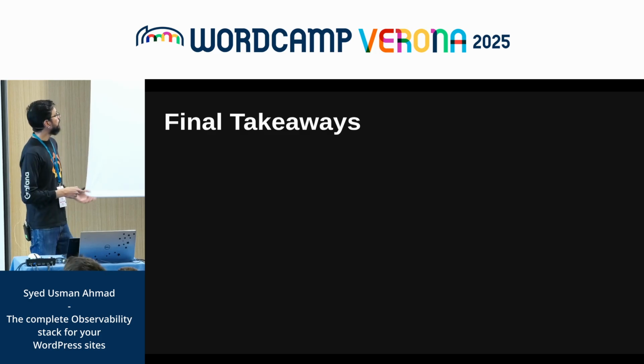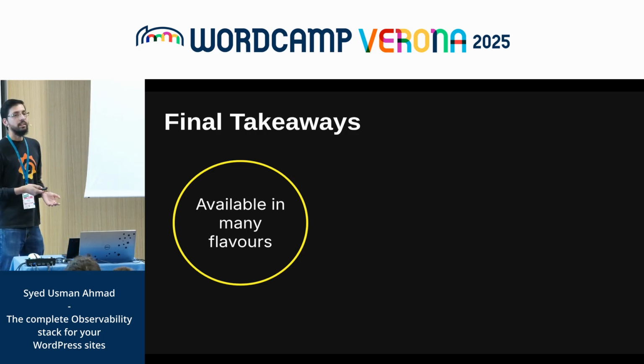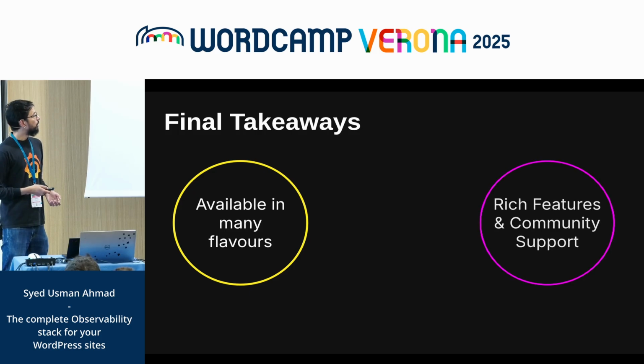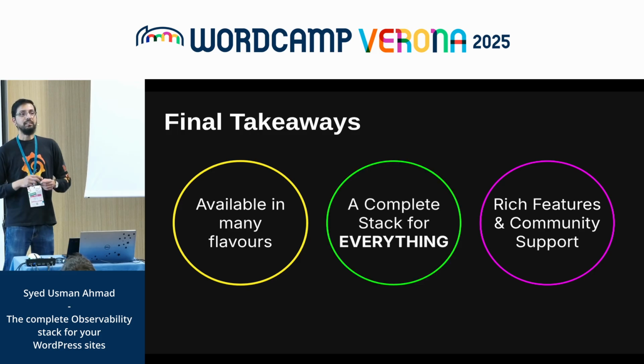Okay, so final takeaways. If you're using WordPress or even another application, you should at least try to use Grafana. It is available in many flavors. It has a lot of rich features, and a lot of community users are using it and also providing a lot of new features, plugins, and dashboards. And again, it's a complete stack for everything. It's not just for logs or metrics. It is for everything. So give it a try.